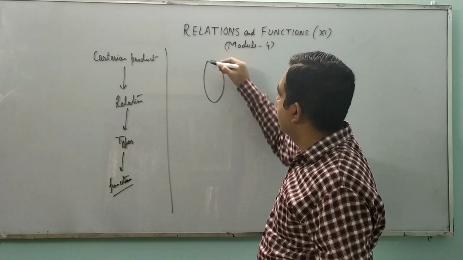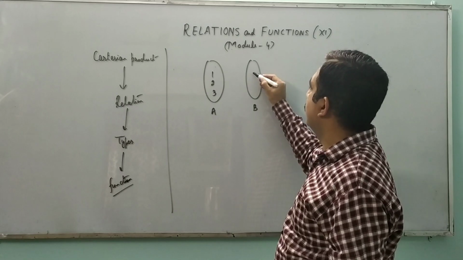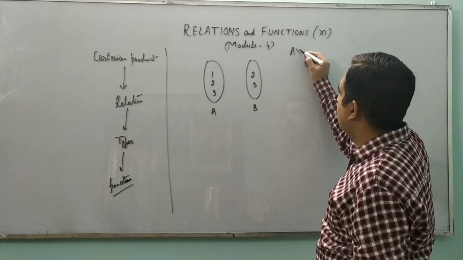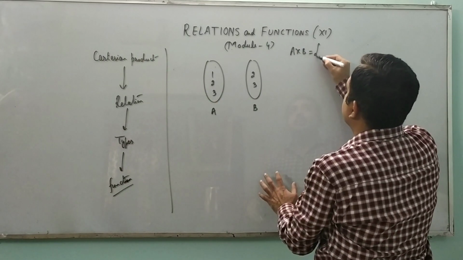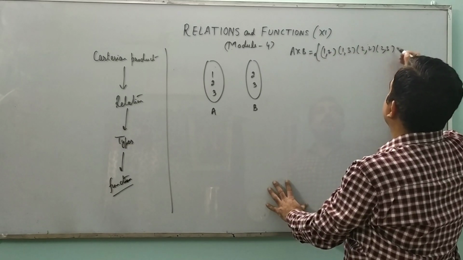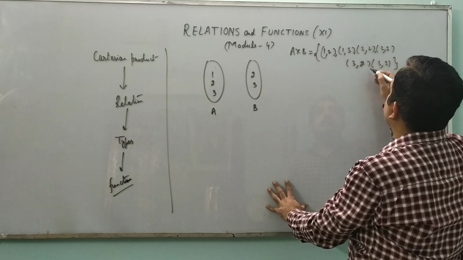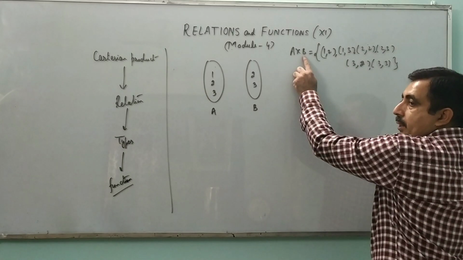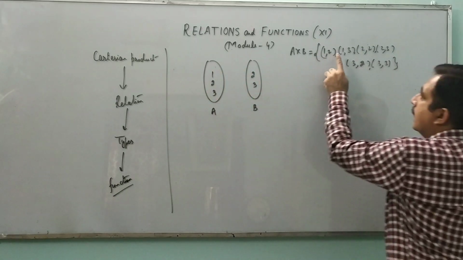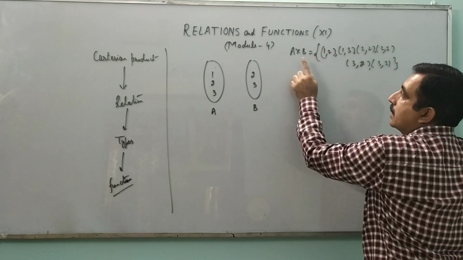Second, let A be one set which contains 3 numbers 1, 2, 3, and B is a second set which contains 2 numbers 2, 3. What is A cross B? A cross B, Cartesian product. It is (1,2), (1,3), (2,2), (2,3), (3,2), (3,3). Say this: Cartesian product is a set in which the first number comes from A and the second number comes from B, and they are called ordered pairs. Write down all the possible elements.